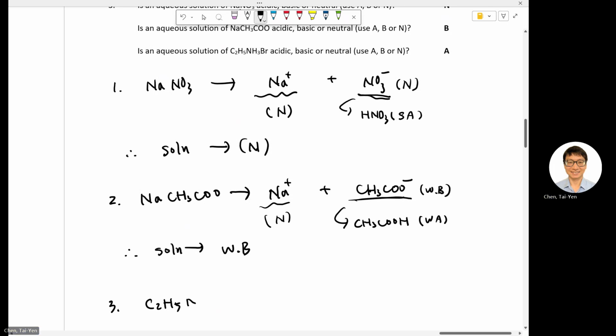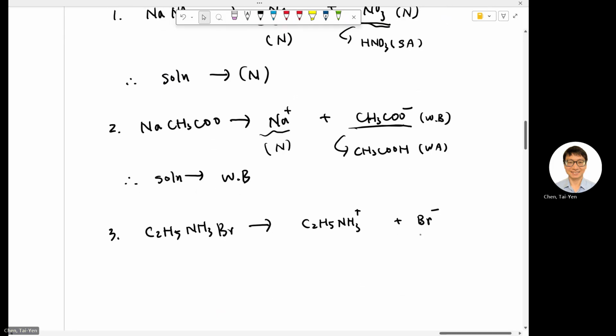C2H5NH3Br will become C2H5NH3+ plus Br-. Br- is from group 7A, right? It's actually the conjugate base of HBr, which is a strong acid. Therefore, this guy will be neutral.